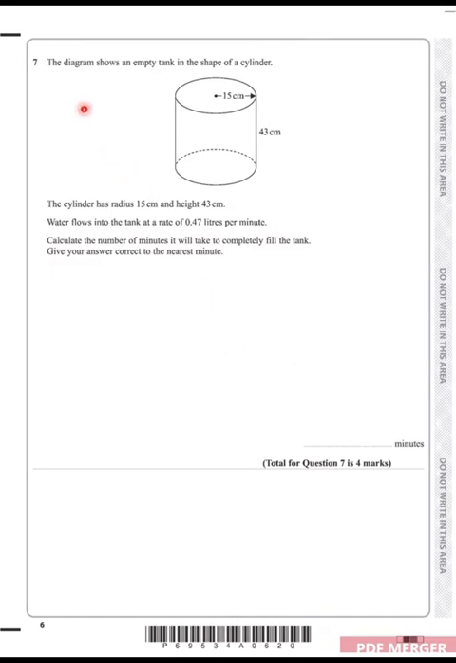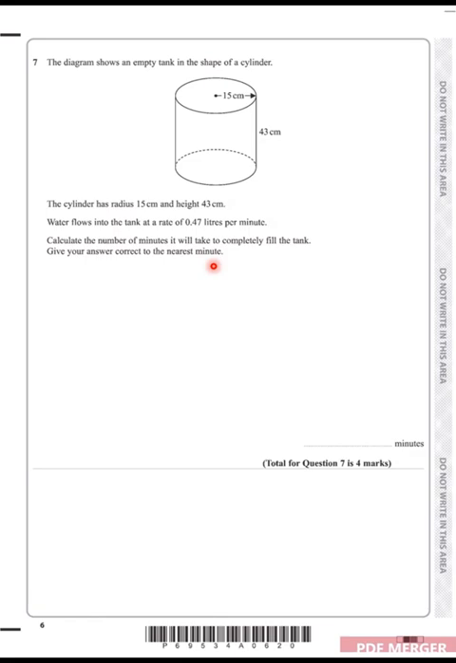The diagram shows an empty tank in the shape of a cylinder. The cylinder has radius 15 centimeters and height 43 centimeters. Water flows into the tank at a rate of 0.47 liters per minute. Calculate the number of minutes it will take to completely fill the tank. Give your answer correct to the nearest minute.